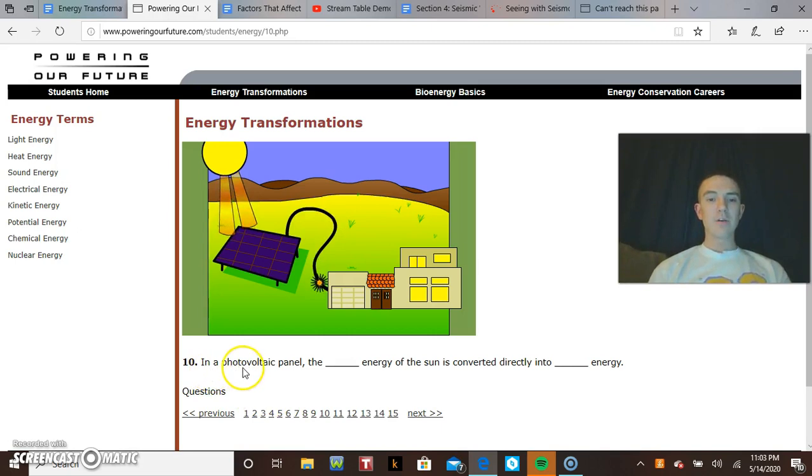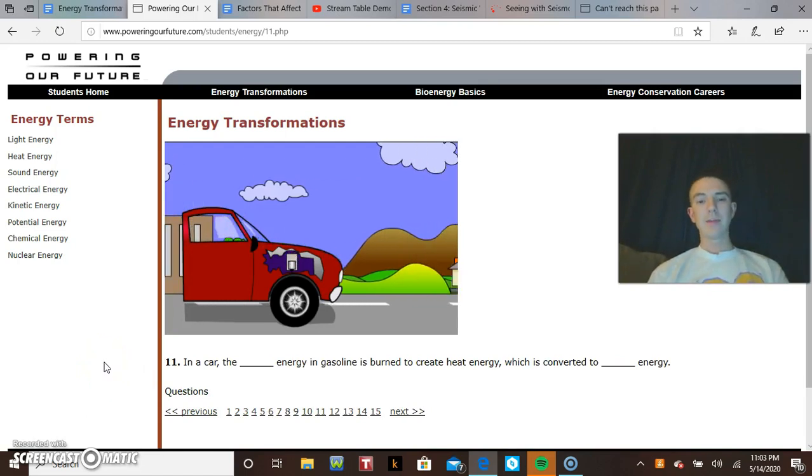In a photovoltaic panel, the blank energy of the sun is converted directly into blank energy. Pause the video and then moving on.